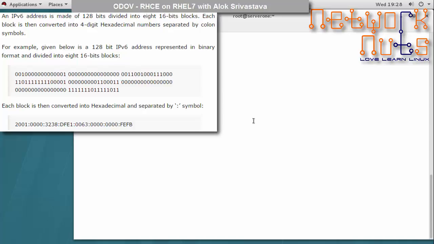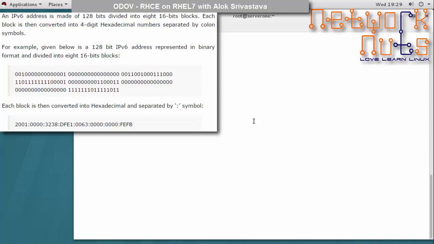So when I convert it, I got this value: 2001:0000:0000:3238:DFE1:0063:0000:0000:FEFB. But it's a long number. It's very difficult to remember. So even after converting it into hexadecimal, it's very long. Impossible to understand, impossible to remember. So there are certain rules which will shorten this IPv6 address.